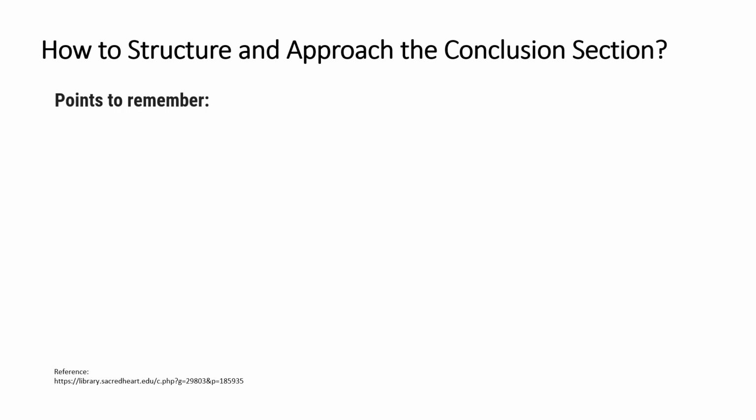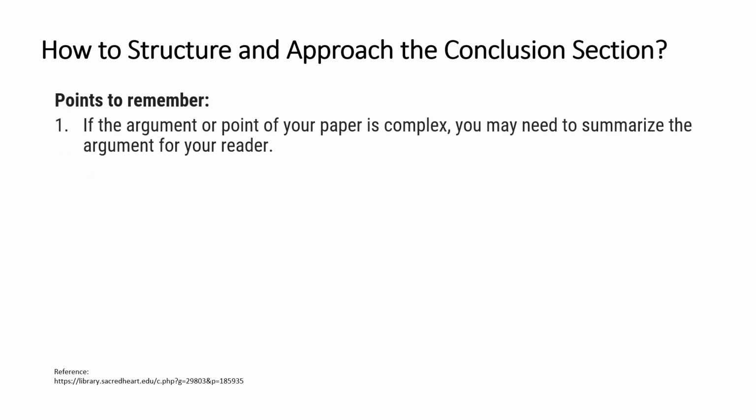Here are some points to remember in addition to those general rules. So consider these points to help ensure that your conclusion is appropriate. First, if your argument or point of your paper is complex, you may need to summarize the argument for your reader. The importance of summarizing this argument for the sake of the reader is for them to understand it, not just you simply presenting an argument.